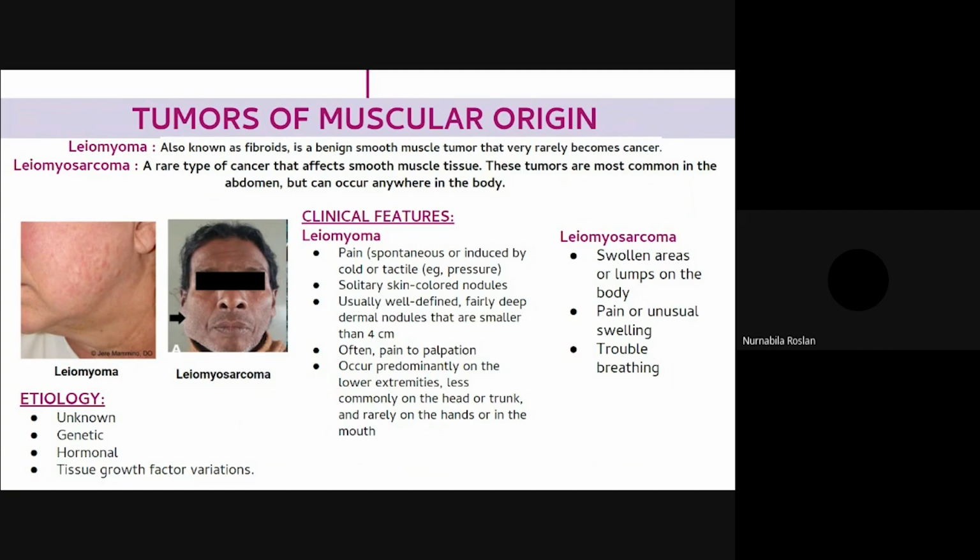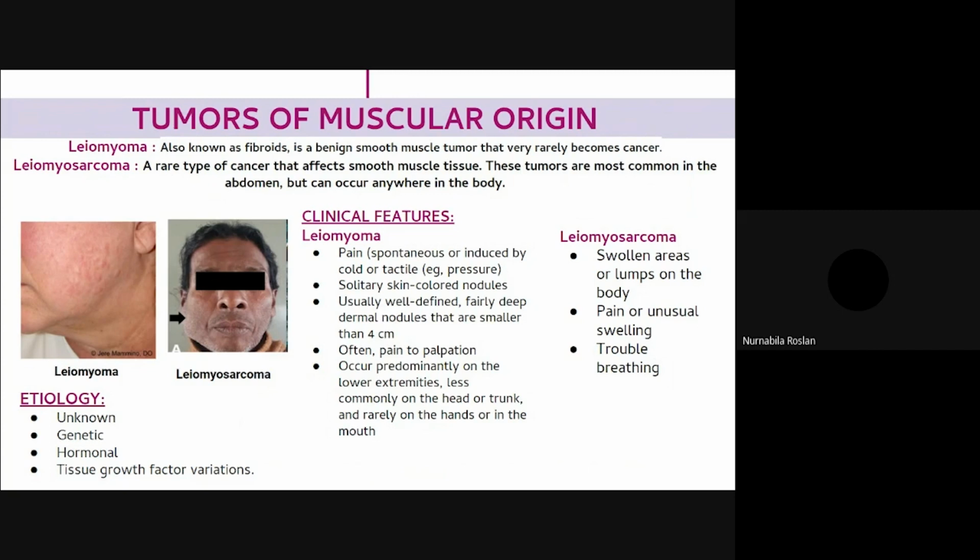So this is the example picture of leiomyoma and also leiomyosarcoma. The etiology is unknown. It can also be due to genetic, hormone, and also tissue growth factor variation.